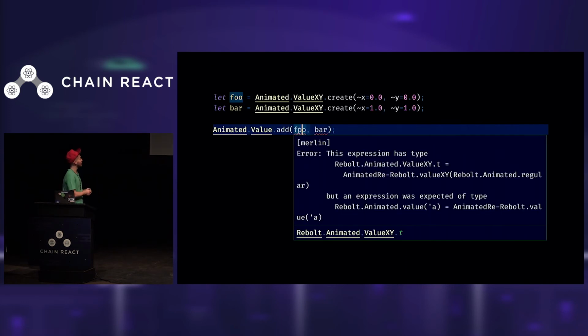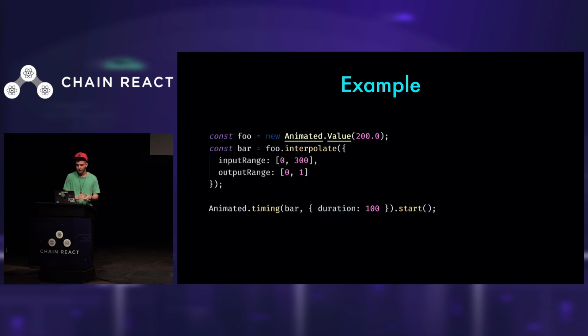And so with Rebuild, this operation is not possible. As you can see, we got type errors saying that the value xy cannot be an argument to the add operation. So that's how we can prevent those issues from happening, as an example of Reason and its typing system.